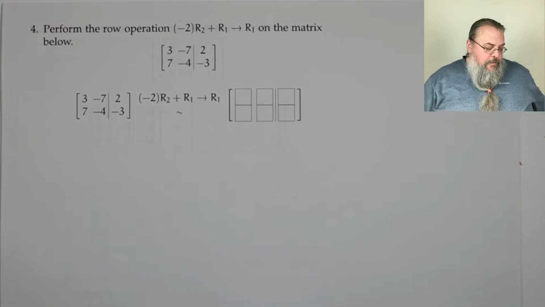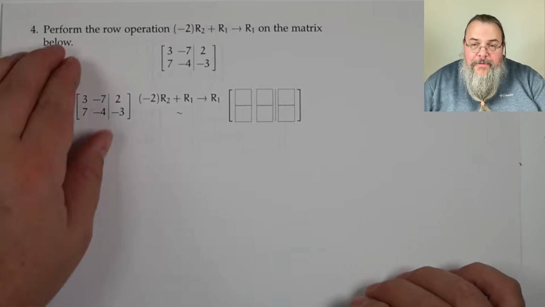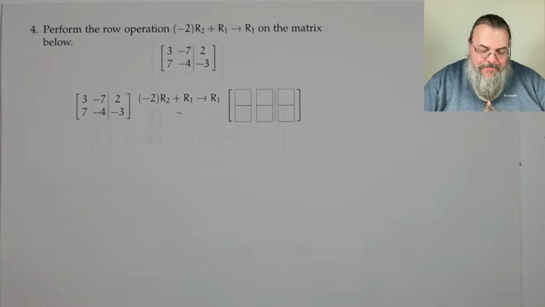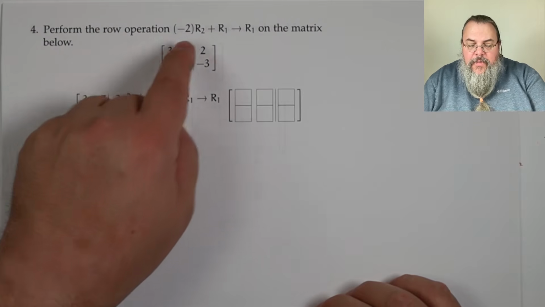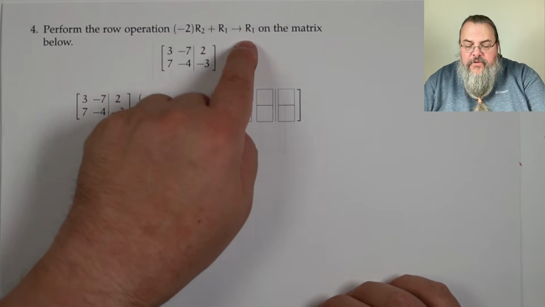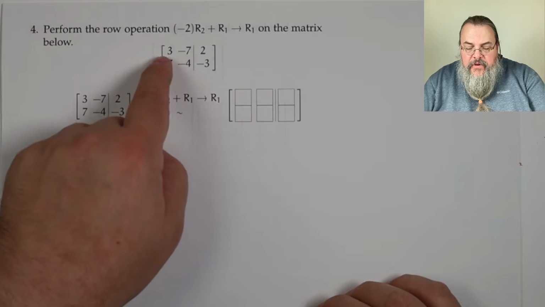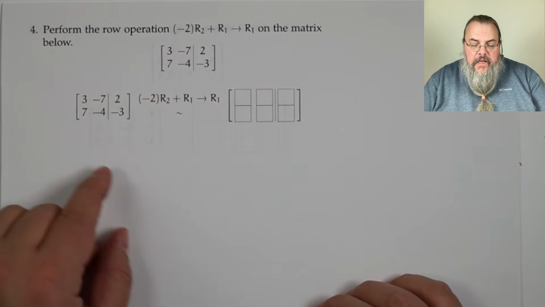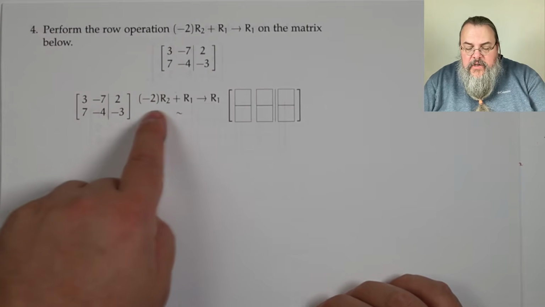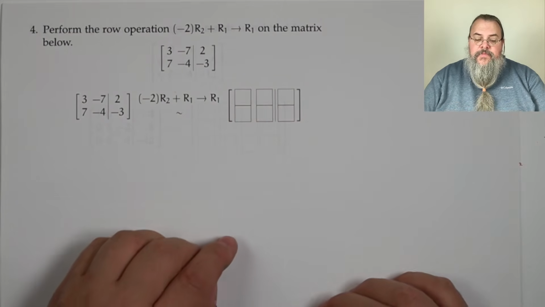We're making record progress. Well, let's move on to number 4. Perform the row operation minus 2 row 2 plus row 1 goes to row 1 on the matrix below. So here's the matrix 3, minus 7, 2, 7, minus 4, minus 3. And they say, okay, here it is. Here's the operation. What's the new matrix?